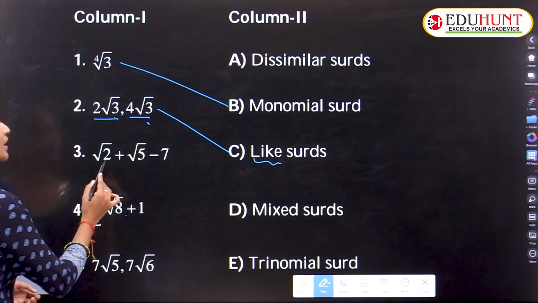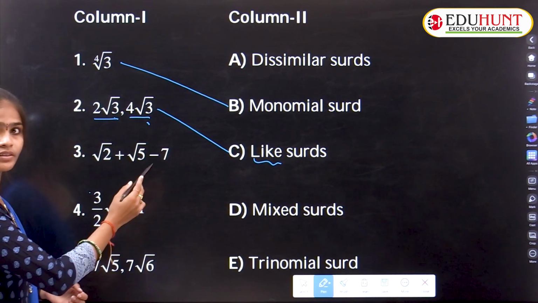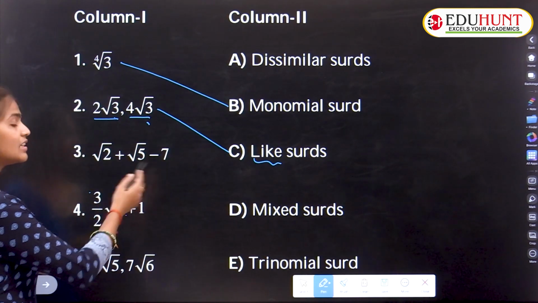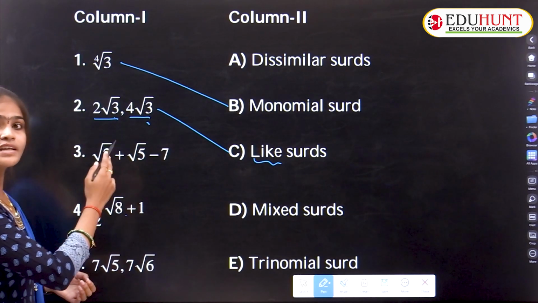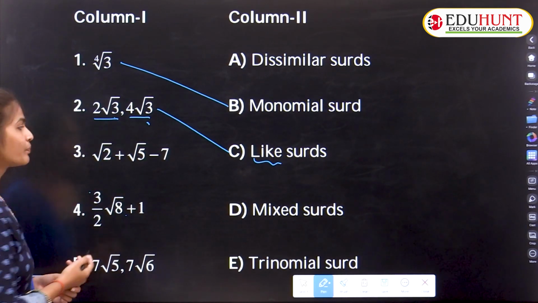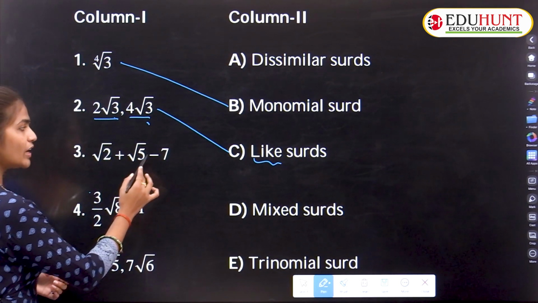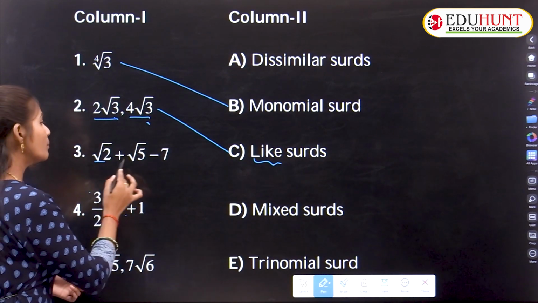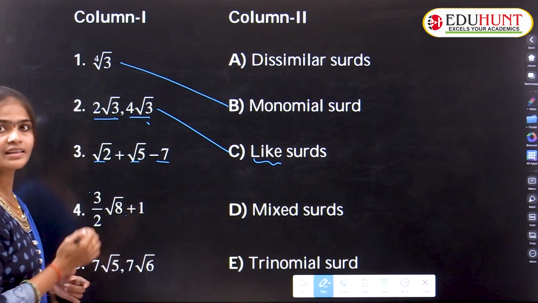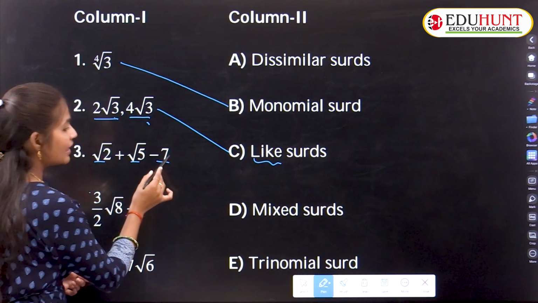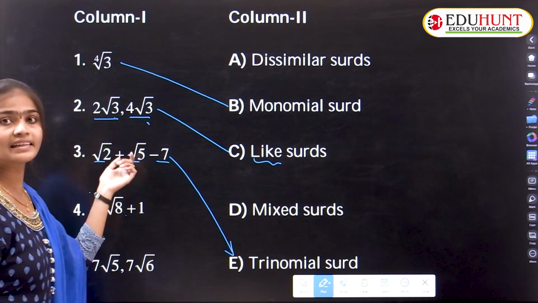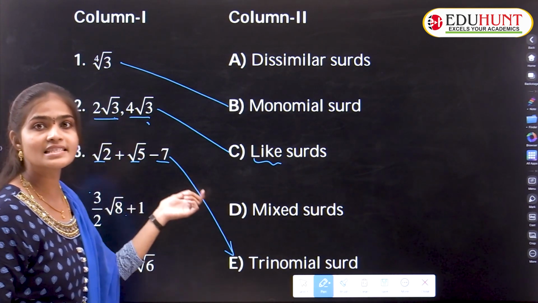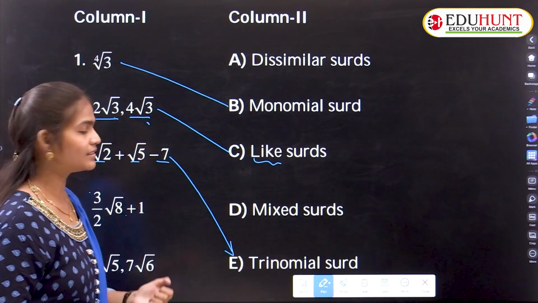Okay, next one. Here we have a combination of some surds, and they use the fundamental operations also. So again this depends on the number of terms. So here root 2 plus root 5 minus 7. How many terms are there here? 3 terms are there. So that is a trinomial surd. A surd which is having 3 terms, we will call that surd a trinomial surd.